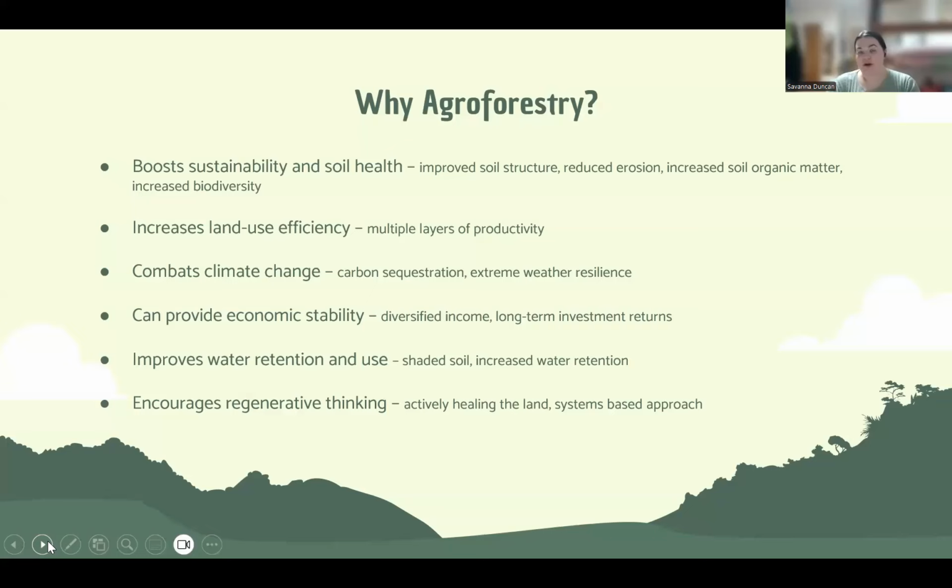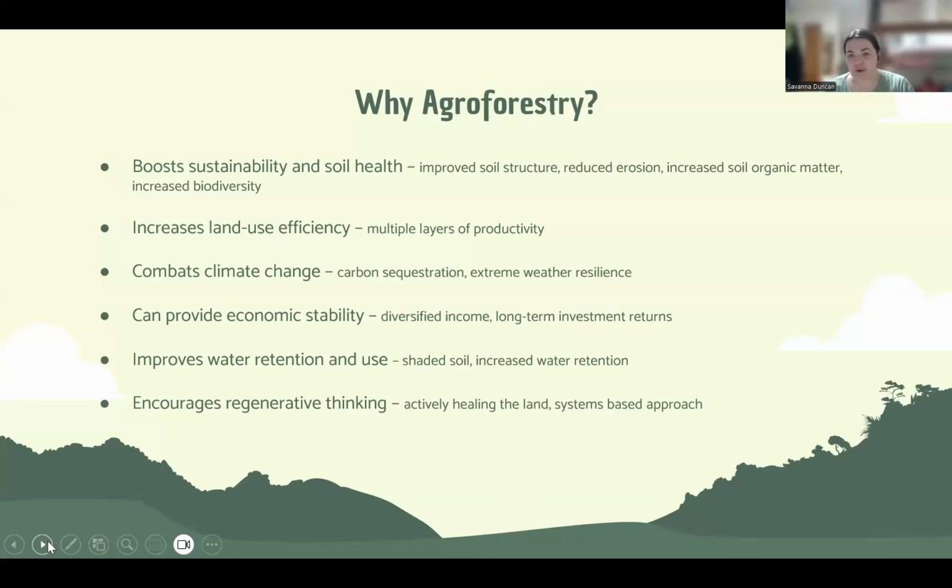It increases land use efficiency. There are multiple layers of productivity here on one piece of land. You have your annual cropping, you have your medium long-term cash flow from fruits and nuts, you have timber available. The system combats climate change. Trees specialize in carbon sequestration, and this type of system can really protect farmers from extreme weather and make them resilient. This can provide economic stability, diversified income, and long-term investment returns.